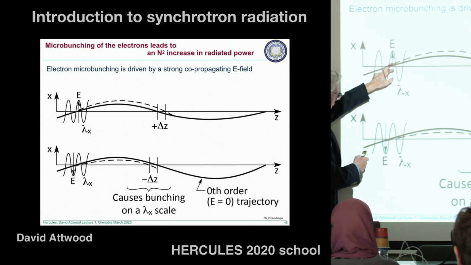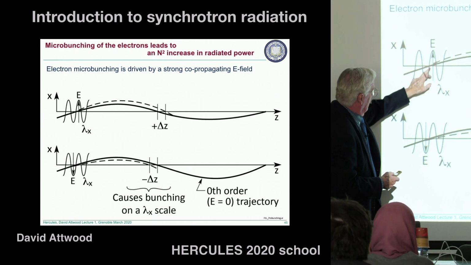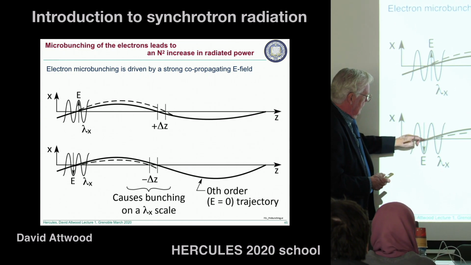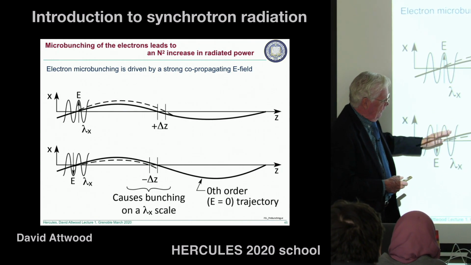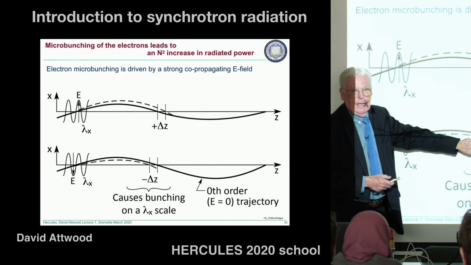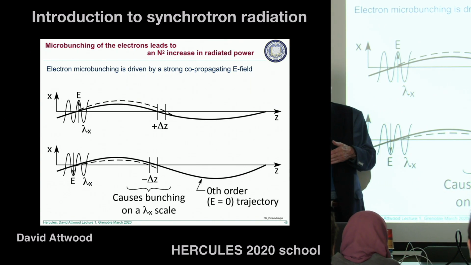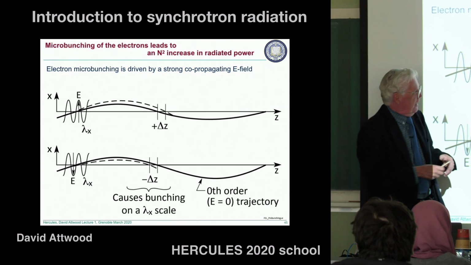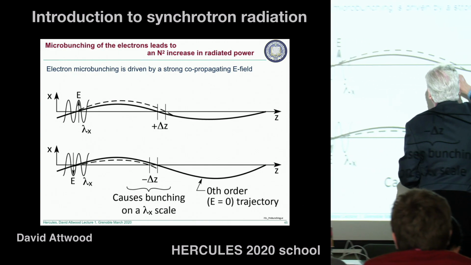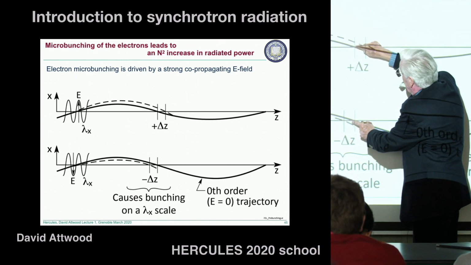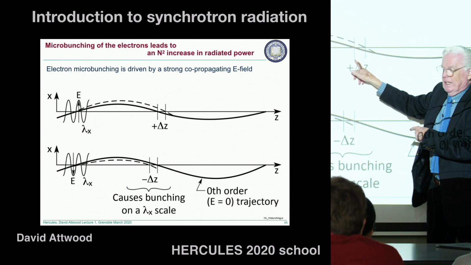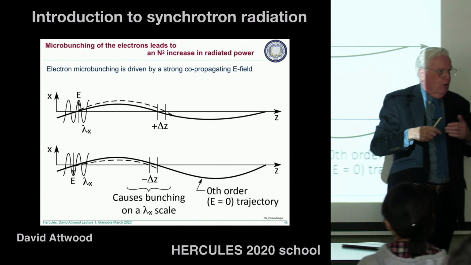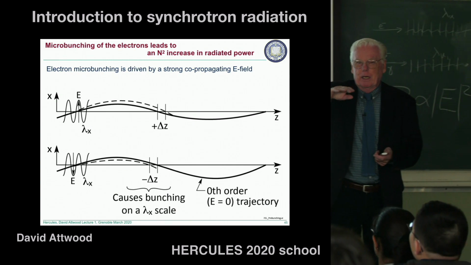If for a different electron that wasn't here but was over here, it gets a kick the other way, and so this weak electric field causes it to come back to the axis too soon. This is starting to produce bunching. Electrons which typically would have all been crossing the axis at this point, now there are some crossing a little later and some a little before, and you have the beginning of a bunch.